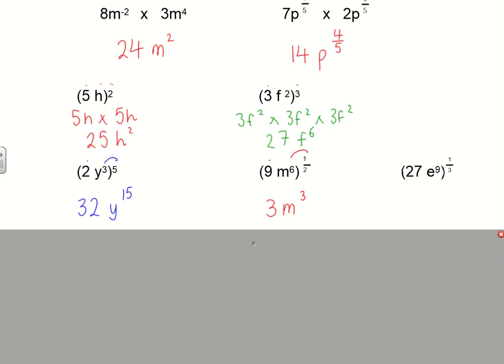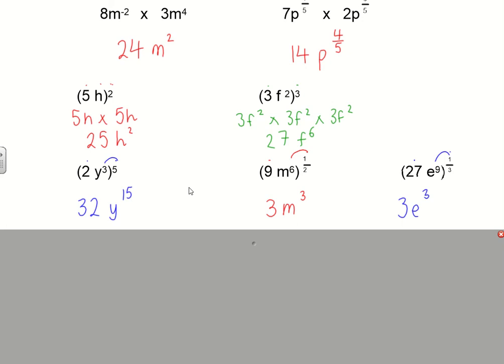And on the last one of this set, we've got 27 to the power of a third. Again, going back to GCSE, the power of a third is cube root. The cube root of 27 is 3. And then I've got e to the power of 9 and a third, a power to a power, so I can times them. A third of 9 is 3, so that's e to the power 3 there as well.